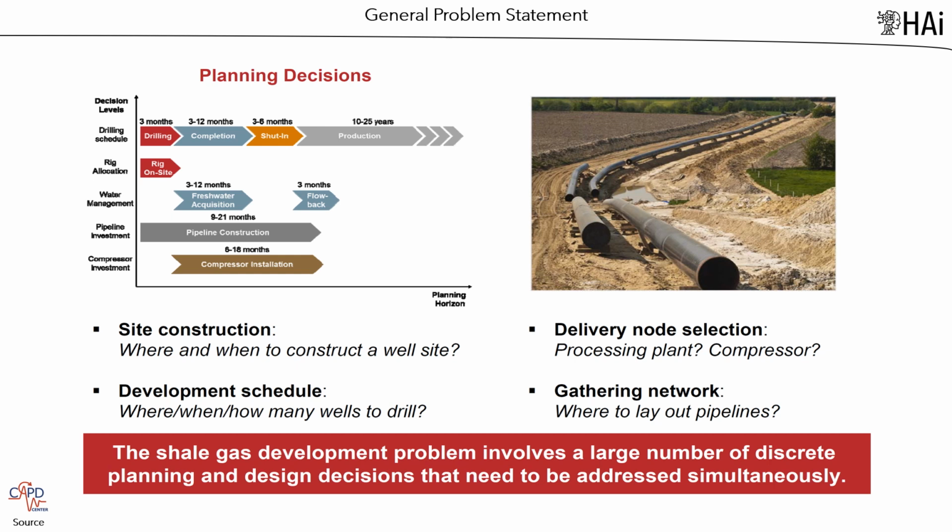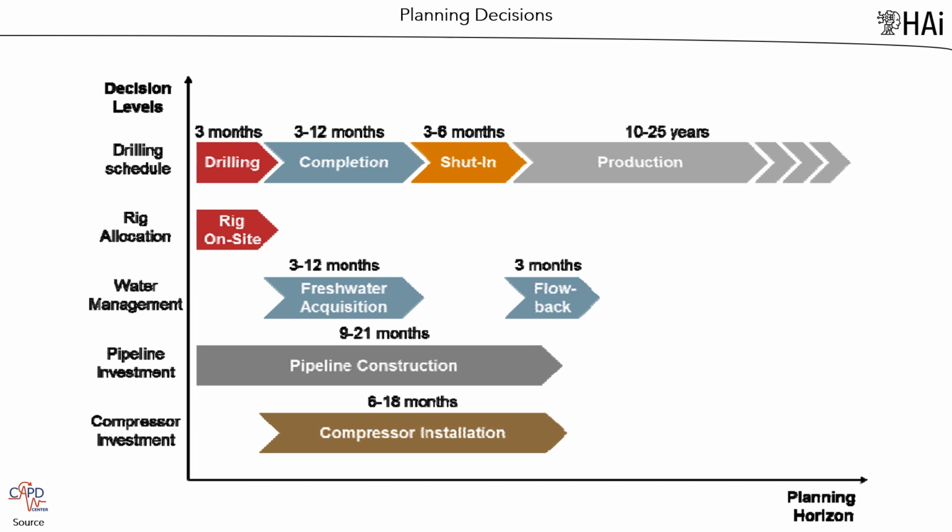The main decisions to be made are: site construction, where and when to construct a well site; development schedule, where, when and how many wells must be drilled; delivery node selection, processing plant or compressor; and gathering network, where to lay out pipelines. The shale gas development problem involves a large number of discrete planning and design decisions that need to be addressed simultaneously. The image presents a typical timeline for the development of shale gas-related projects. The process of infrastructure development involves stages: site construction, rig on site, drilling, completion, shut-in, and production. Other activities are related to freshwater acquisition, flow back of the freshwater, pipeline construction, and compressor installation.